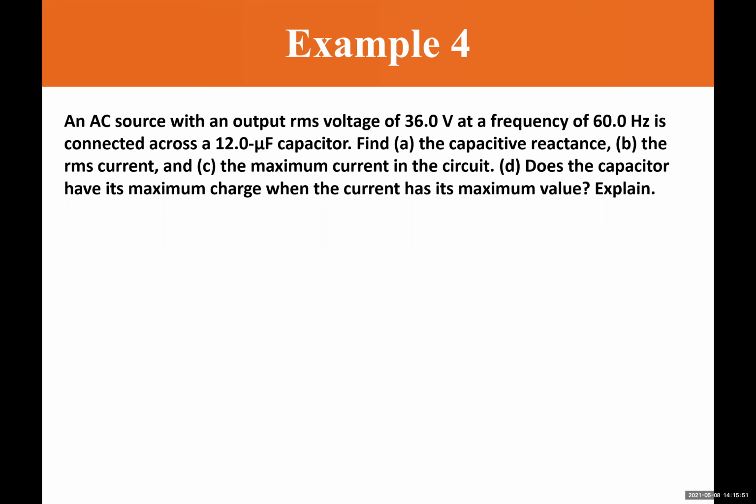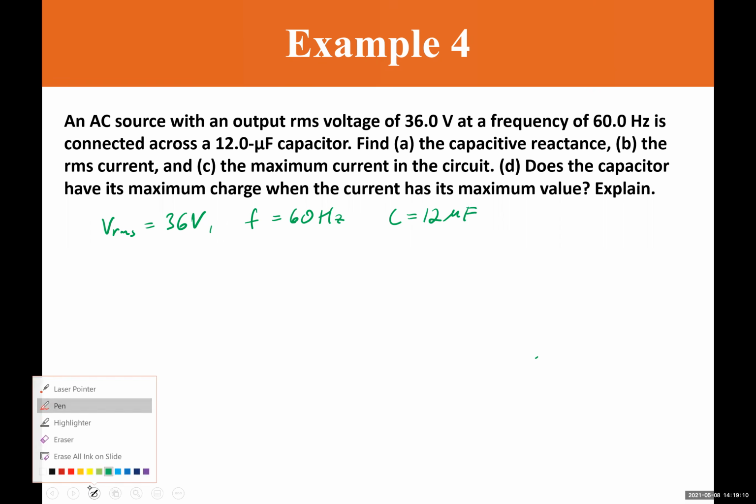All right, so let's write down what we're given. We're given that the RMS voltage is 36 volts, frequency 60 hertz, and the capacitance 120 microfarad. So those are our initial given values.